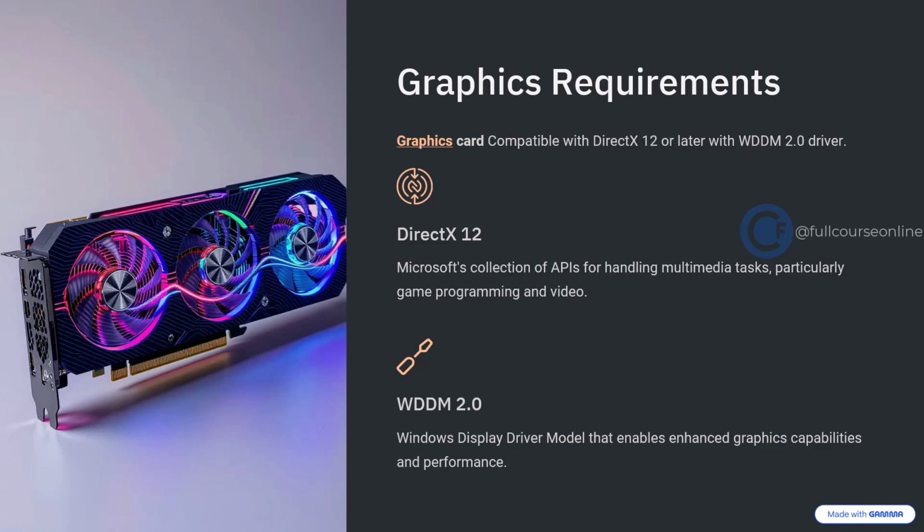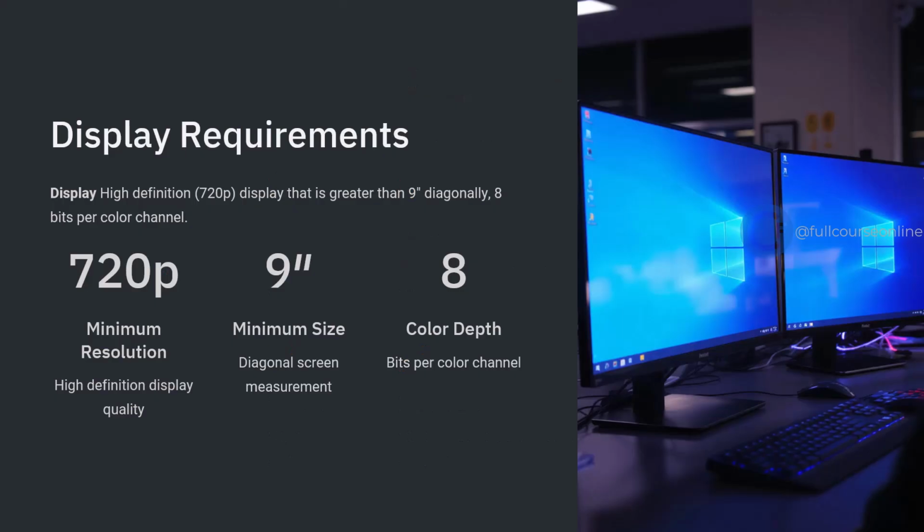In this video, we are going to look at the graphics requirements for Windows 11 installation. You need a graphics card compatible with DirectX 12 or later, with a WDDM 2.0 driver. Display requirements are that the computer graphics card must support a resolution equal to 720 pixels or higher than that. The diagonal screen size should be a minimum of 9 inches. The color depth should be at least 8 bits per color channel.